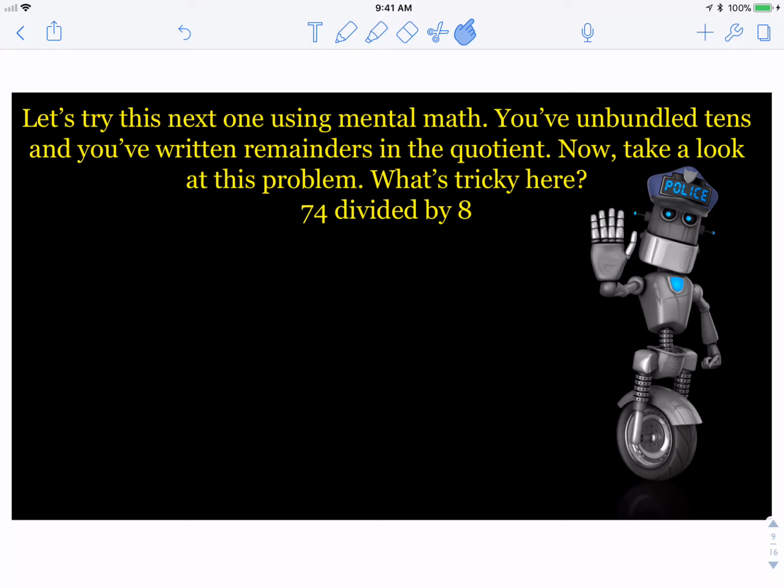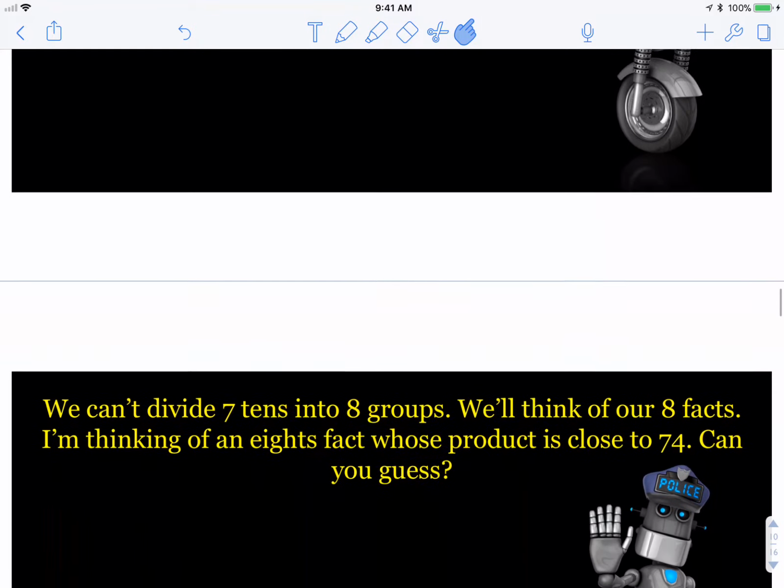Now this one would be interesting because if I put 74 in a place value chart, 8 doesn't go into 7. So I'd probably have to, I don't know what I would do. Maybe move all 7 over to the ones place, which would give me 70 ones. Let's see what it tells us to do.